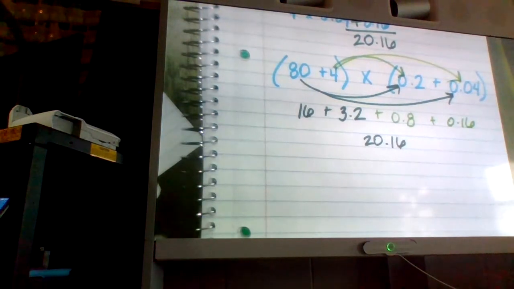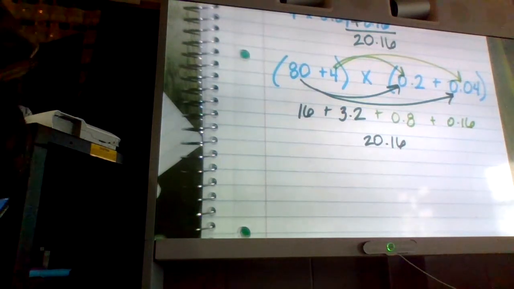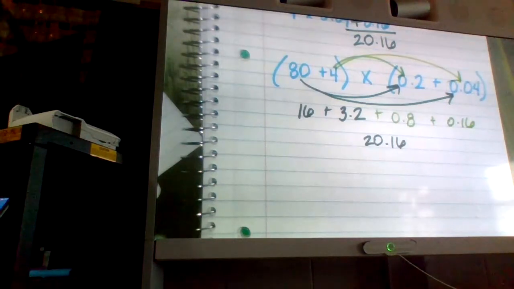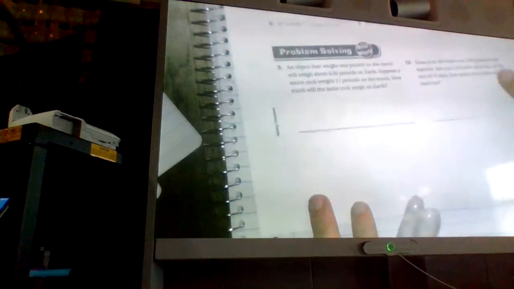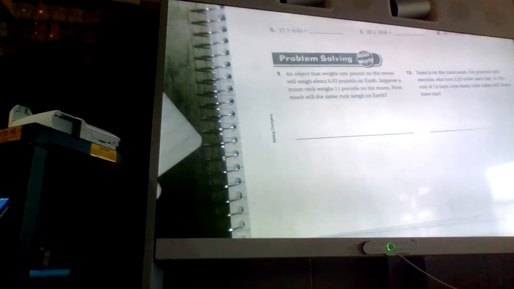Okay, let's move on to another problem. Let's look at number 9. Ooh, number 9 is a word problem. Let's check that out. So the word problem says, an object that weighs 1 pound on the moon will weigh about 6 2/100 of a pound on Earth. Suppose a moon rock weighs 11 pounds on the moon. How much will the same rock weigh on Earth?